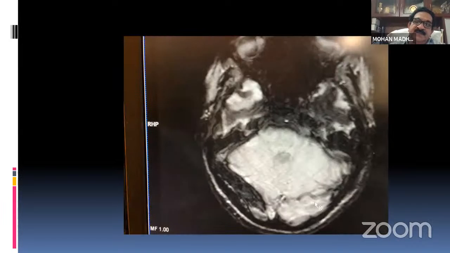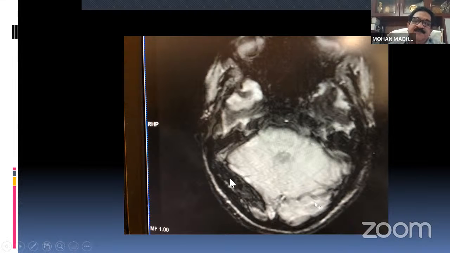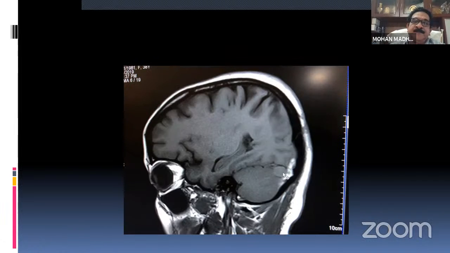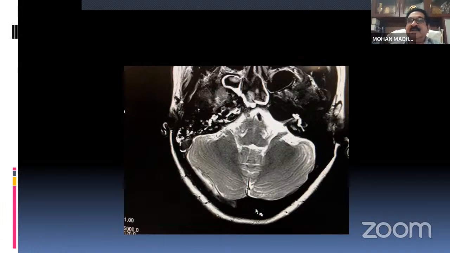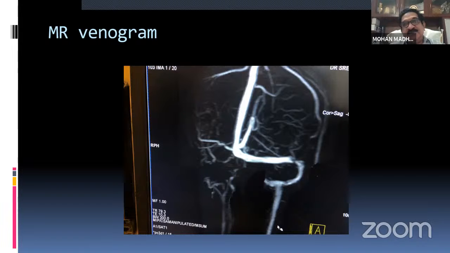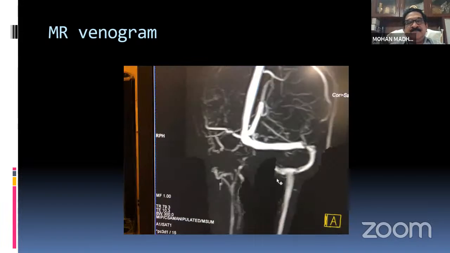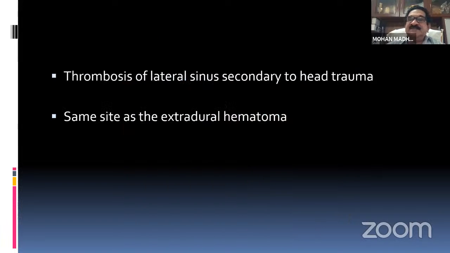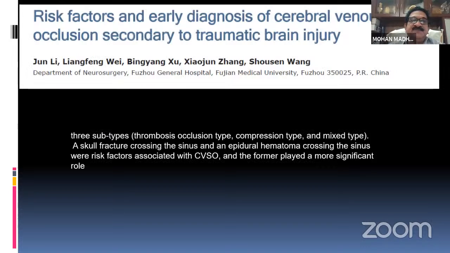And again, you see the SWI. The large one anteriorly is the thrombus. The one posteriorly is the EDH. You can find the signal change anterior to that, separating the thrombosis and the old EDH. And this is the venogram showing the sinus thrombosis on the right side, the same site as the extradural hematoma. This is because the trauma can precipitate sinus thrombosis.